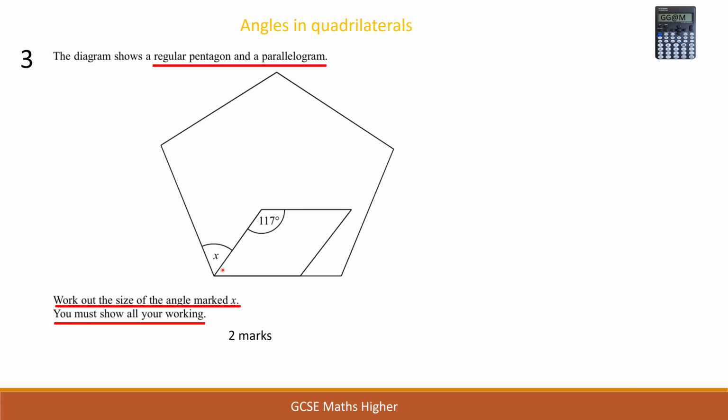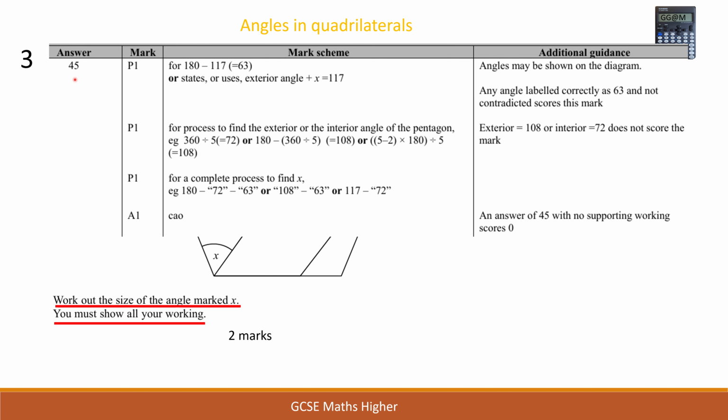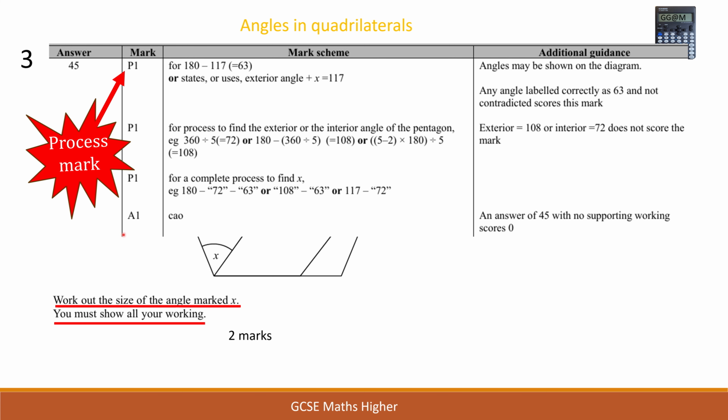Or you've got a C shape here, so you could use these two angles here, add up to 180, so you can work out this angle. Once you've done that, then you can work out X. The answer was 45. There were 4 marks for the question.